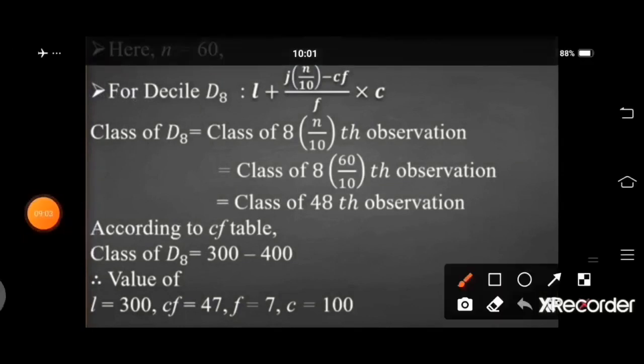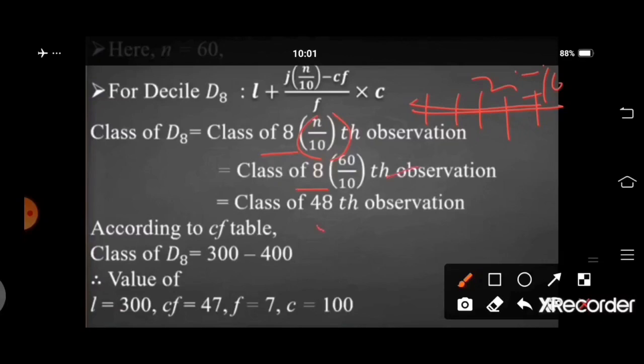Decile 8, here n equal to 60. First we will find decile 8, which means 8n upon 10, because decile has 10 parts: decile 1, decile 2, decile 3, decile 4, decile 5, and so on, so 10, n equal to 10 here. Now 8 times 60 divided by 10, we will get the 48th observation.